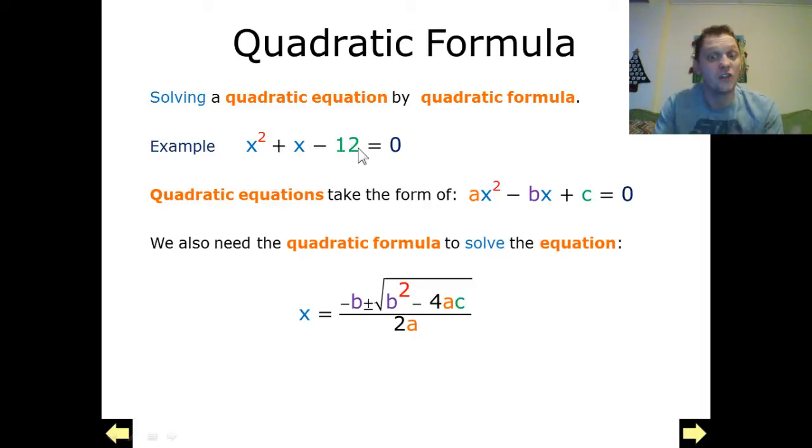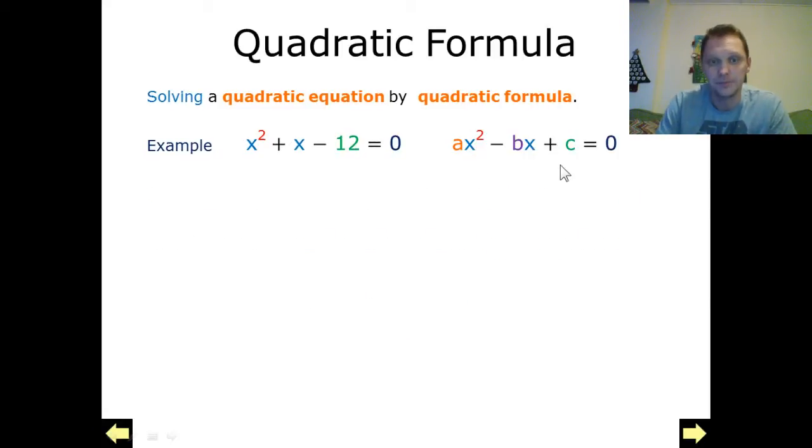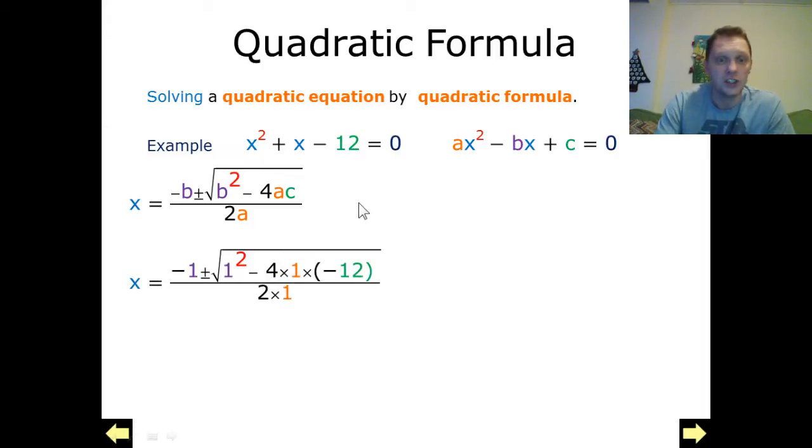So when we look to solve this, we literally just substitute in our values from our equation. So using this fact, we have got minus 1 plus or minus the square root of 1 squared minus 4 times 1 times negative 12, divided by 2 times 1. This is because the b has been substituted with 1, the a has been substituted with 1, and the c has been substituted with negative 12. We need to make sure that we remember that we use the sign towards the left hand side of the number.